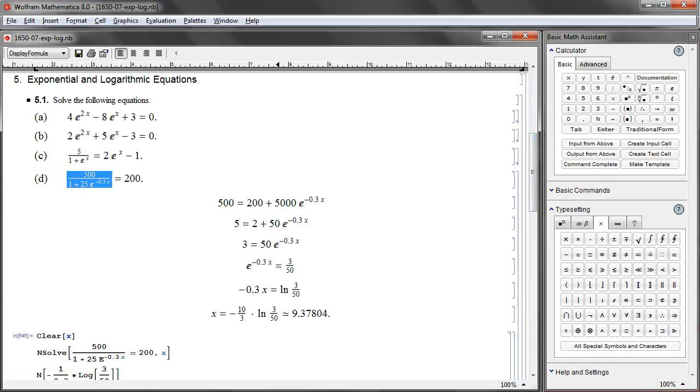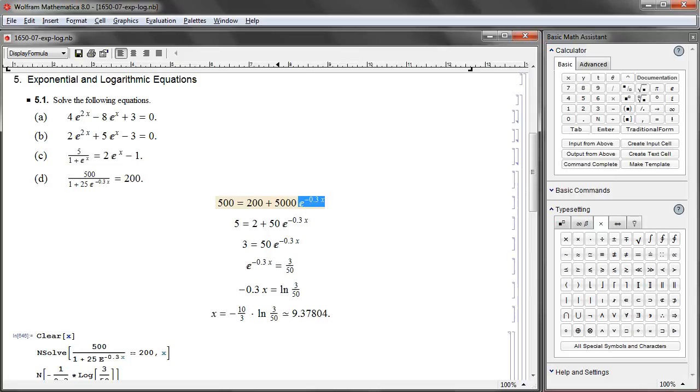Get rid of the denominator by multiplying 1 plus 25 e to the negative 0.3x to both sides of the equality. Then we have just 500 on the left hand side because the denominator is gone. And the right hand side, 1 times 200 is 200, and 25 times 200 is 5,000. And we have something like that. We are looking for this exponential term, so let's divide and subtract everything away.